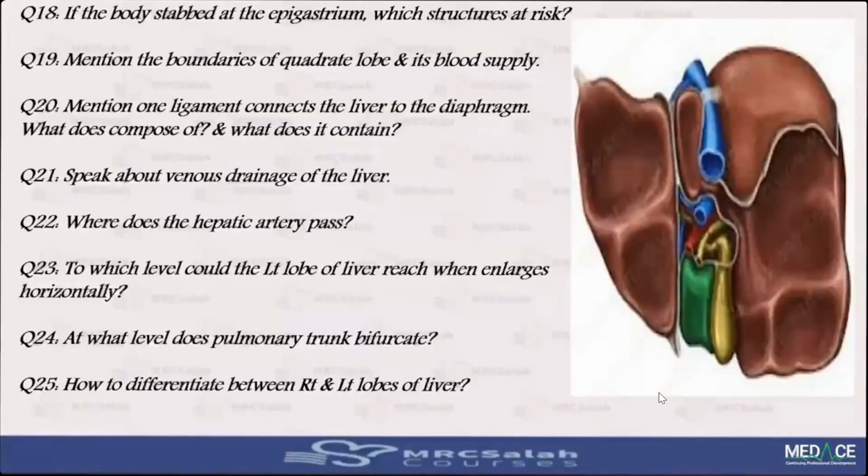How to differentiate between right and left lobes of the liver? The right one is bigger. It has the gallbladder. It has the caudate and the quadrate lobes. It's divided by the falciform ligament itself. So right to that would be the right lobe, left to that would be the left lobe. And the left lobe would be the one related to the biggest organ of that area of the GI, which is the stomach. Okay, that's it.